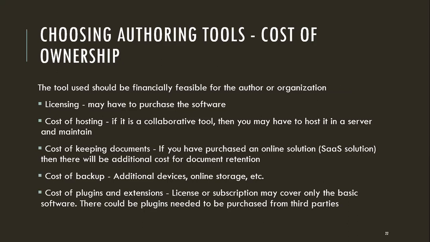Choosing authoring tools, the first aspect is the cost of ownership. The tool used should be financially feasible for the author or organization. Financially feasible because there are licensing expenses that the company or the person will have to purchase the software. Then there's cost of hosting. If it is a collaborative tool, then you may have to host it on a server and maintain it. Then cost of keeping documents. If you have purchased an online solution, then there will be additional cost of document retention.